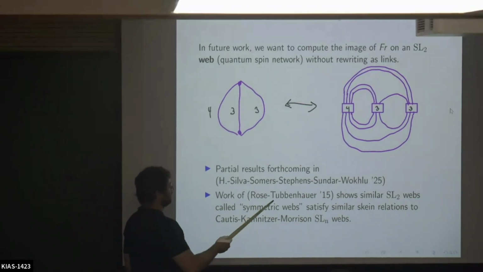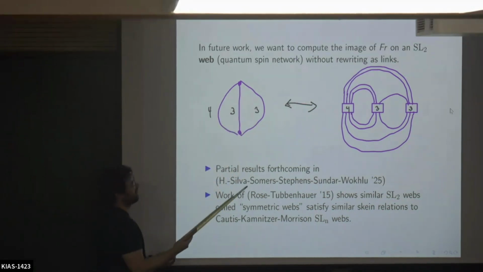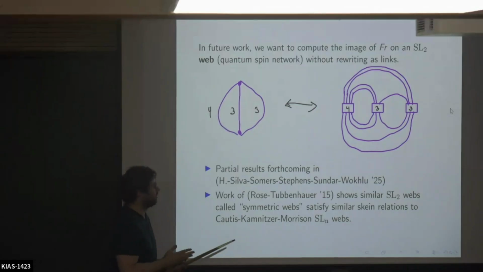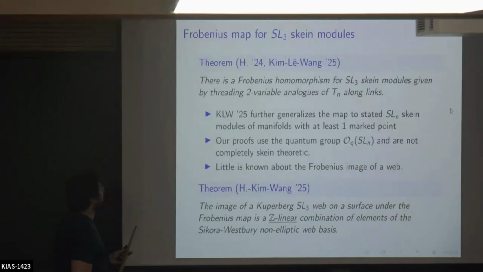Yeah, so even though we know what the Frobenius does to a knot or a link, we don't know what it does to a web, and that's an issue for higher rank things. But even for SL2, you can consider webs for SL2, and we don't fully understand what it's doing to a web in that case either. But we do know a little bit for higher rank situations.